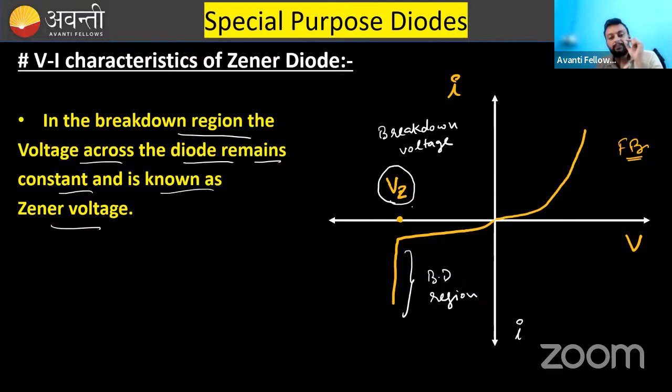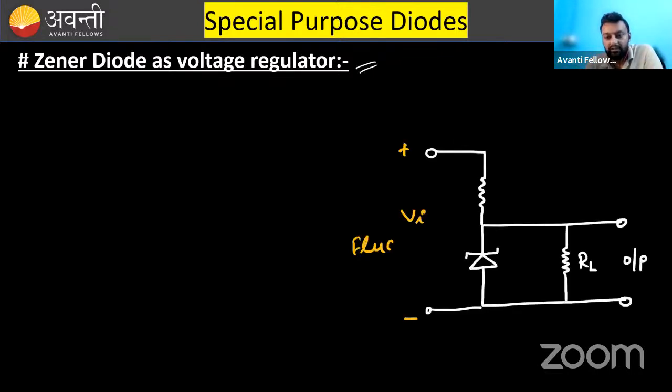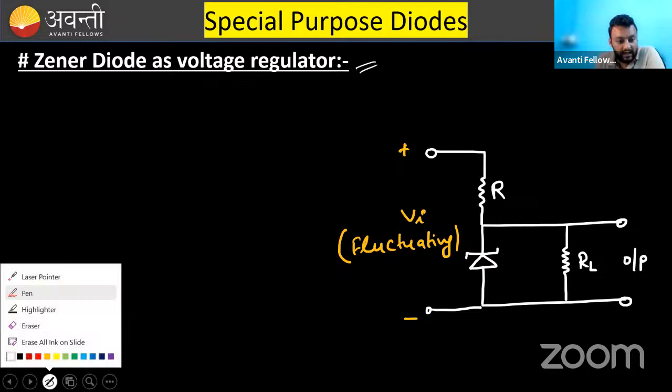Now, this characteristic of the Zener diode is used in making voltage regulators. So Zener diodes are used as voltage regulators. This is an important question. This is a voltage regulator. Now, let's understand it. What kind of questions will they ask you?